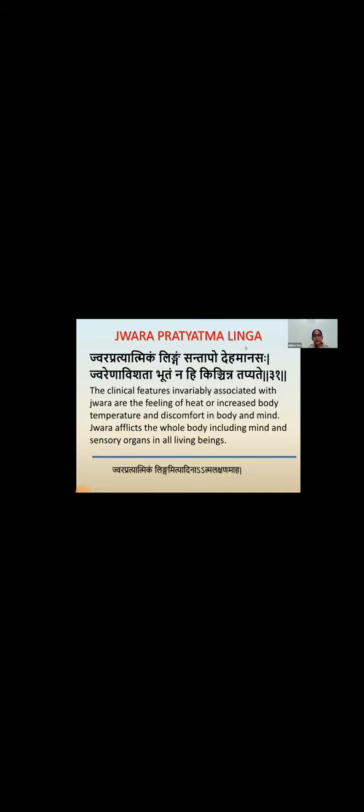Jwara Pratyatma Linga, wherein Jwara Pratyatmikam Lingam Santapo Dehamanasaha. Jwarena Avishita Bhutam Nahi Kinchit Na Tapyate. So here Jwara Pratyatmaka Linga means the salient features of Jwara. That is the Santapa of Deha and Manas, as we have discussed just now. So the Santapa or the Tapa is the salient feature. Tapa where? To the Sharira as well as to the Manas. Okay. So Jwarena Avishita Bhutam Nahi Kinchit Na Tapyate.